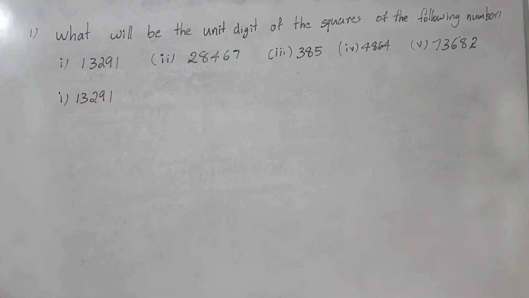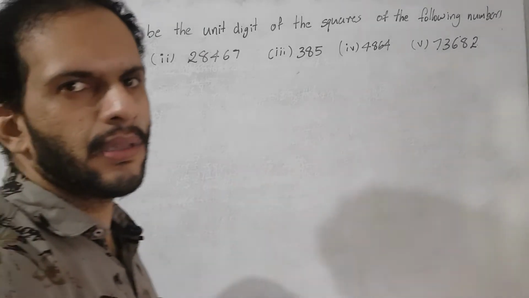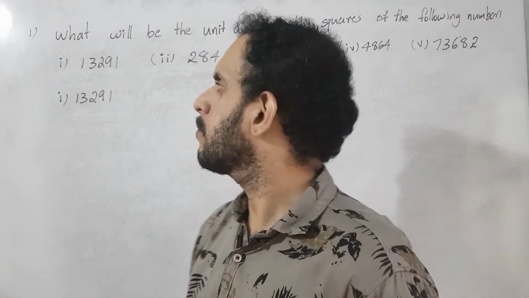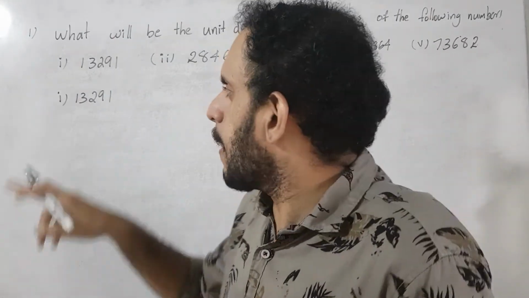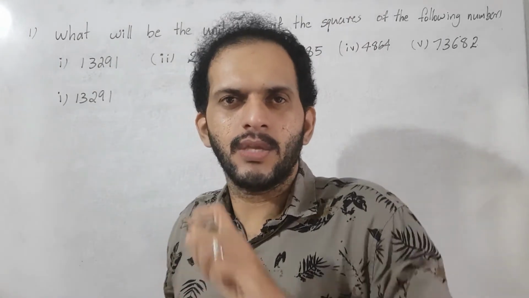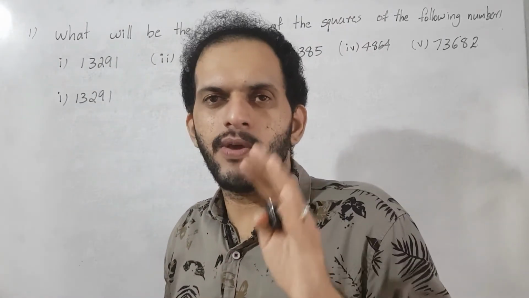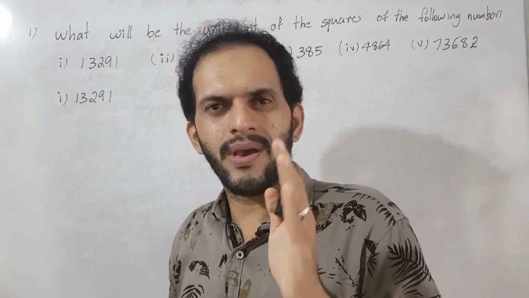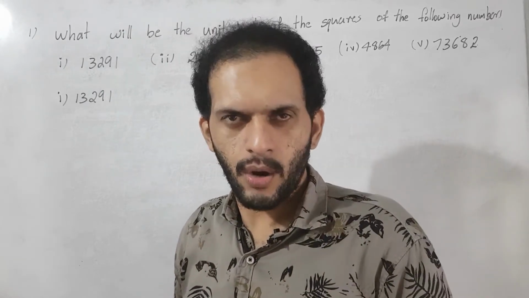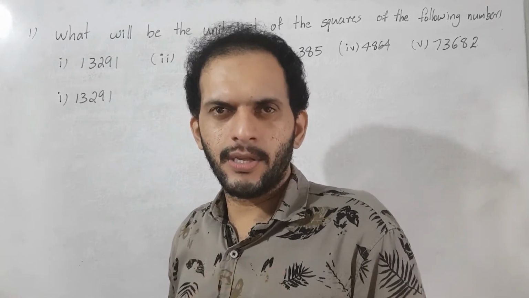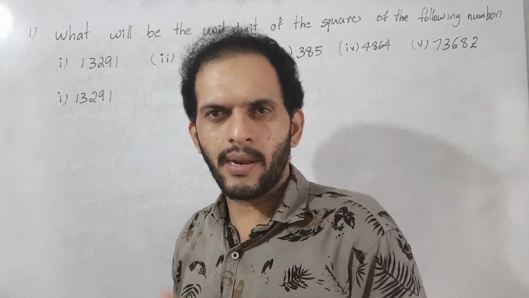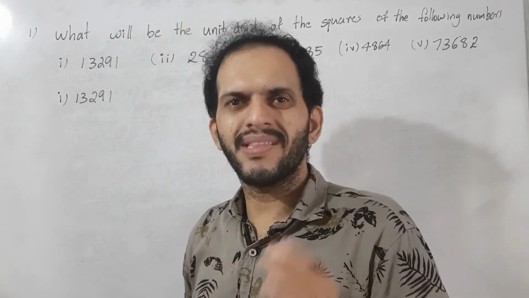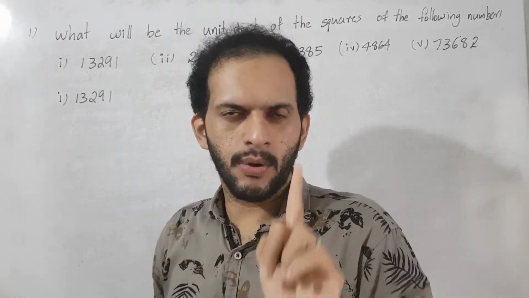13,291. Okay, then it's very clear, the given number 13291 ends with the digit 1. The number ends with the digit 1, then we studied: whose squares end in the digit 1? If the number ends in the digit 1 or 9, then surely the square of that number ends with only the digit 1.